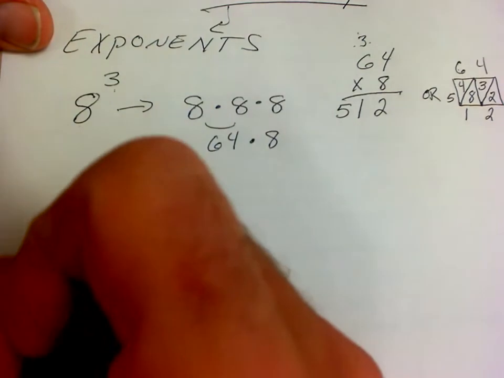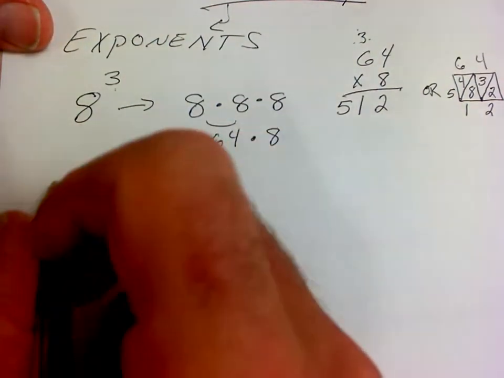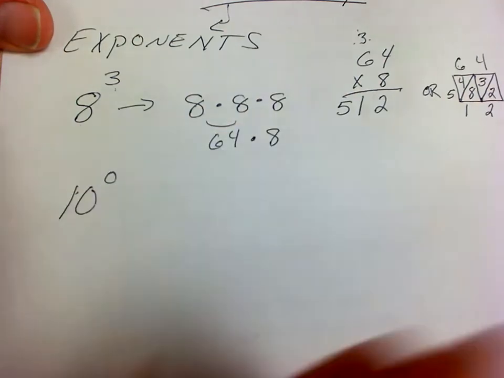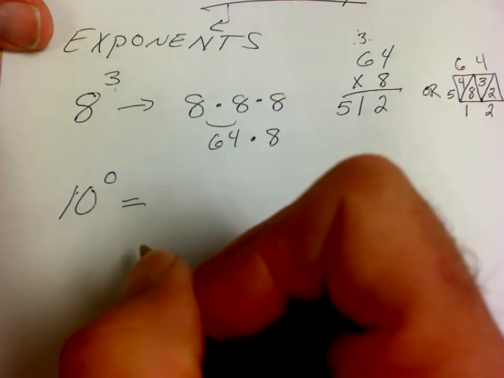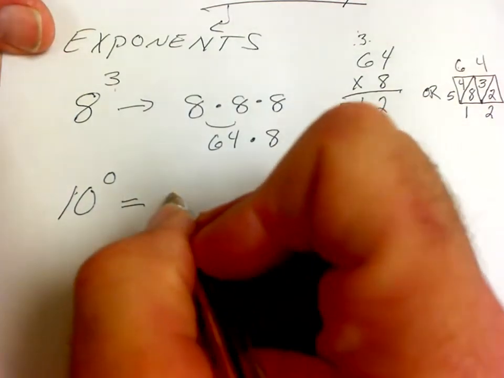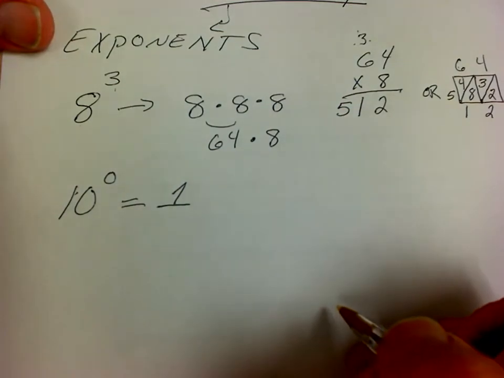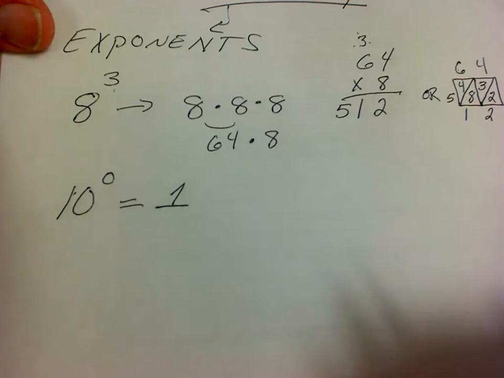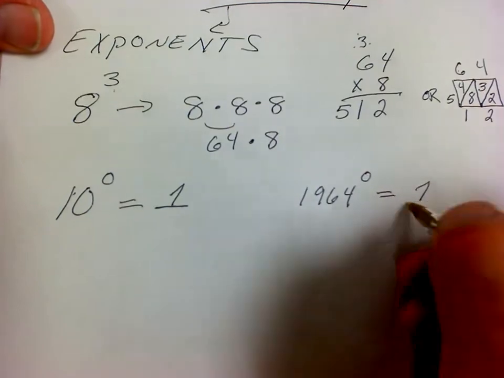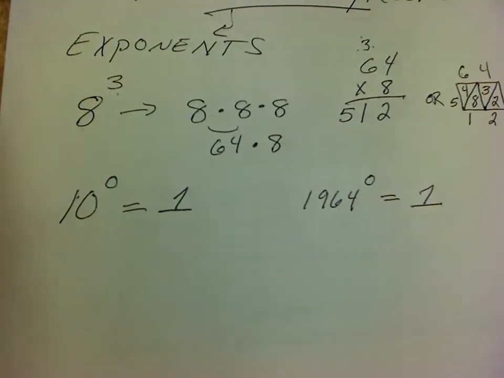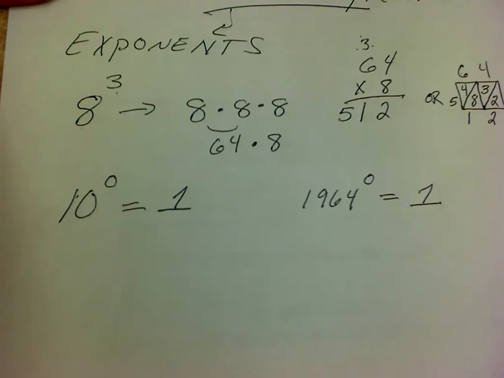One special case that we need to look at with exponents is 10 to the 0 power. We can see 0 as an exponent, and we have proved in class that anytime we have the 0 power, our answer is 1. We have a very extended proof of that, which I am not going to go into here. You can see me in class if you need proof of that, but the 0 power makes 1. Even if we have 1964 to the 0 power, we get 1. So anytime we deal with the 0 power, 1 is our result.